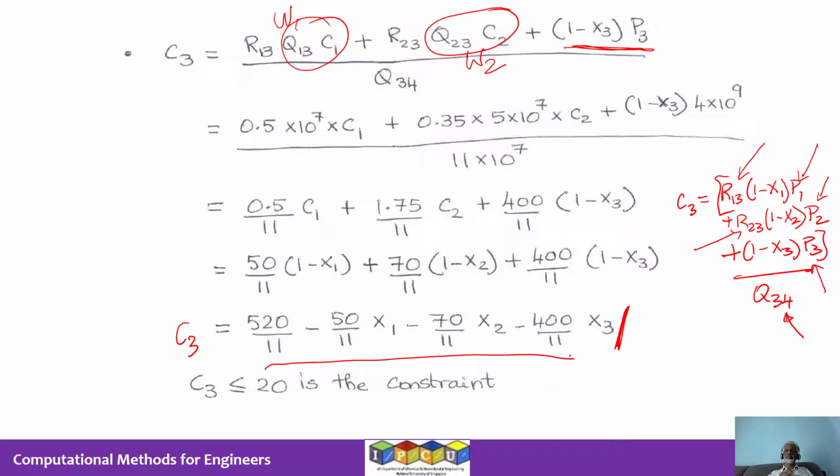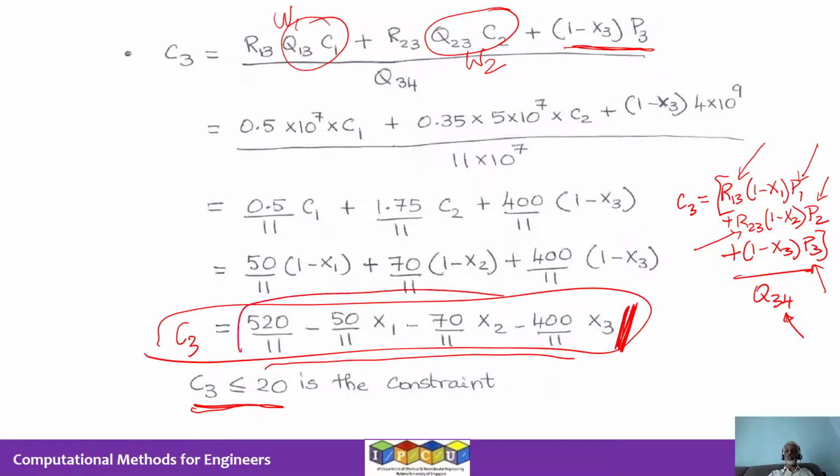Kindly verify. So this is what the mass balance for pollutant in junction 3 tells us, that this is going to be the expression for C3. And we also know that C3 should be less than or equal to 20. That's the inequality constraint. So this is the expression for C3, and the right hand side should be less than or equal to 20. Only then C3 will be less than or equal to 20.